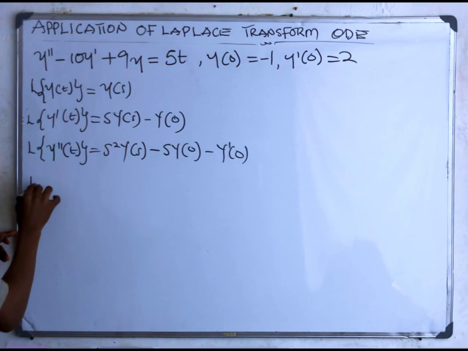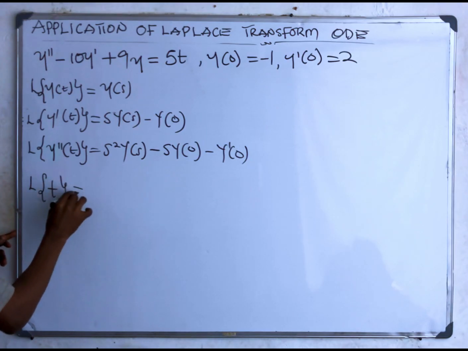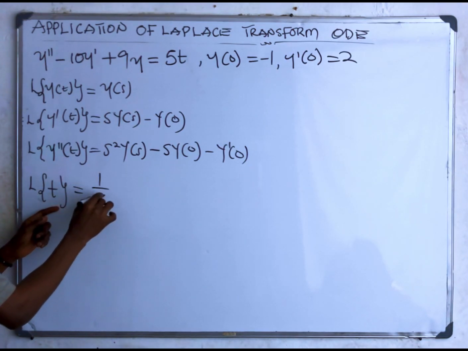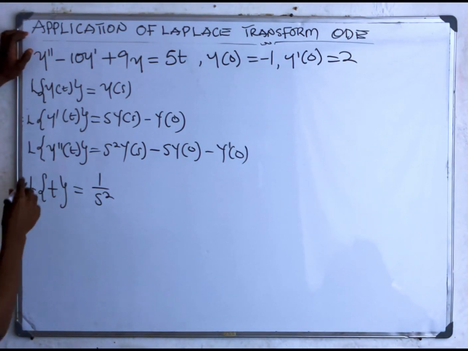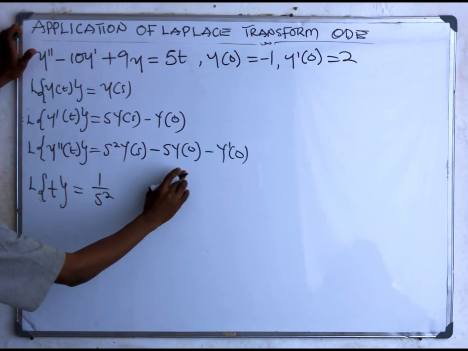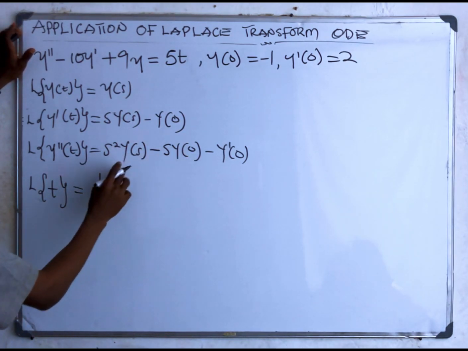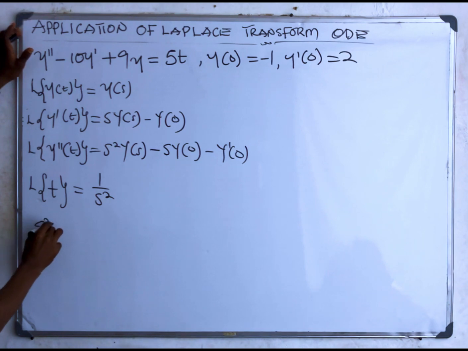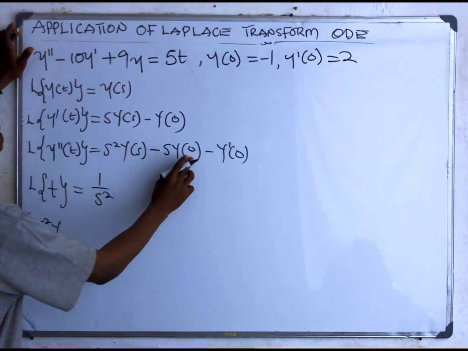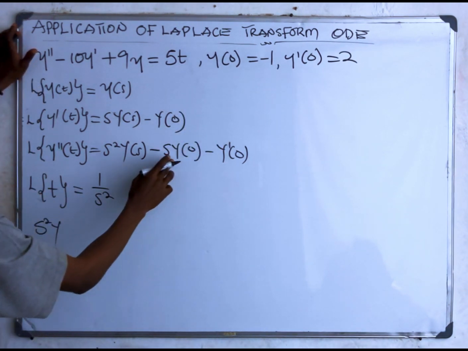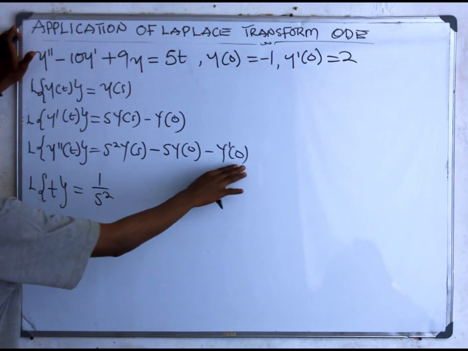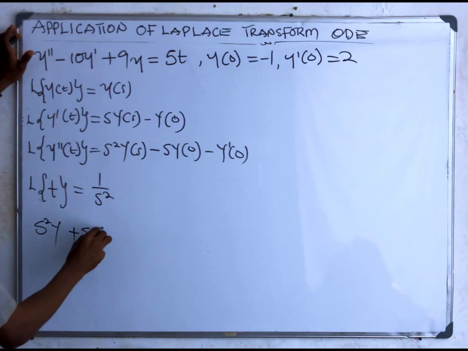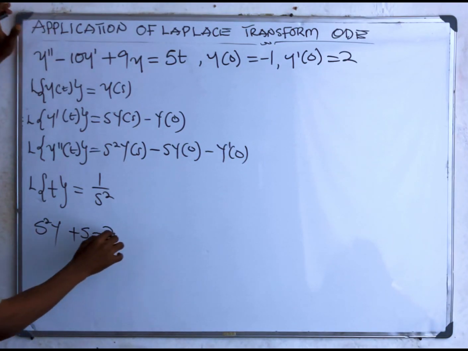Then 5t, from the table, this will give you 5 over s squared. Is that okay? That is from the table. So you just go and substitute. So let's do the substitution. Y prime prime is this one. I'll be taking off the s from it. So it should become s squared y of s, minus s times y of 0. Y of 0 is negative 1. Negative 1 times negative s will give you positive s. Y prime of 0 is 2. So you have minus 2. That one is done with the substitution of this.